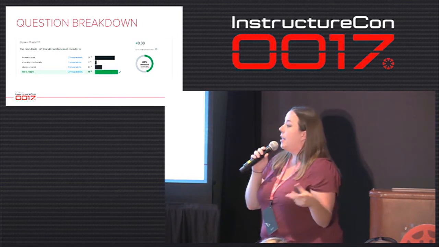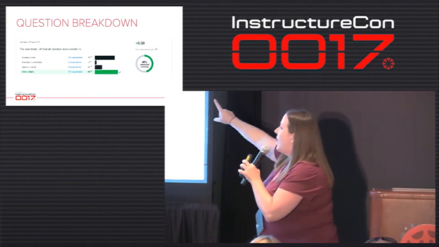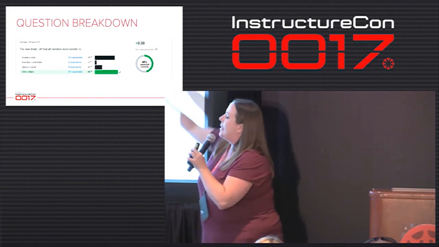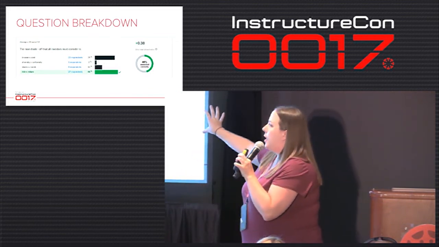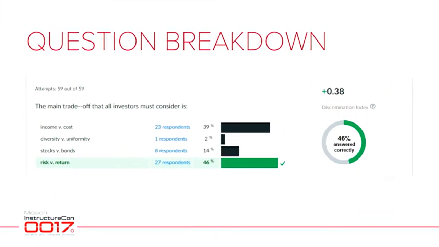Can you say that one more time? Yes. So the discrimination index, this little plus 0.38, will tell you what this particular question, the indication is of doing well on the overall quiz. So if you got this right, are you going to do well overall on the whole quiz?